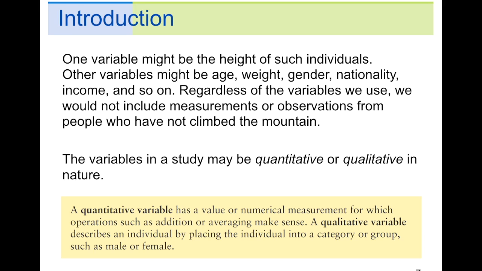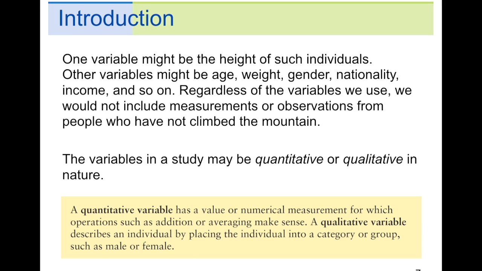Variables can be two different types. They can be quantitative or qualitative. Quantitative means you have some way to give a value or a numerical measurement to it. Qualitative is you put it into a category or group. So some examples can be age. Age is a number, so it would be quantitative. Weight is a number, so that would be quantitative.